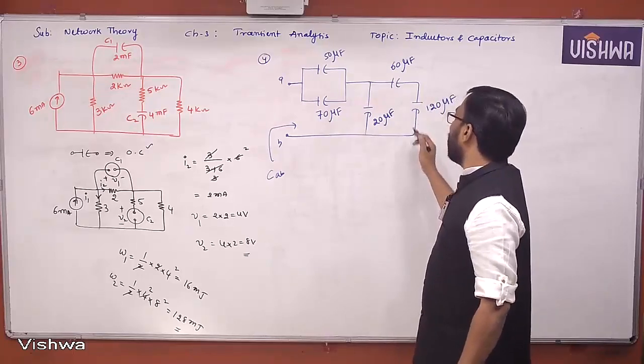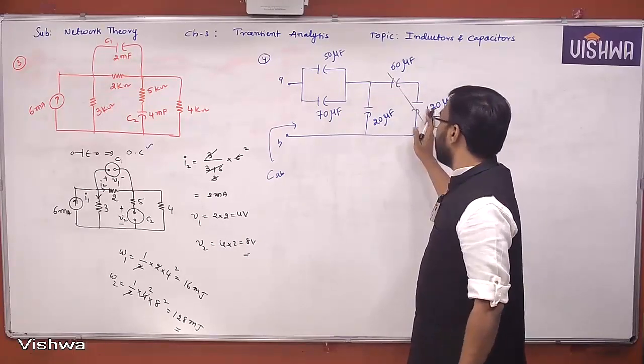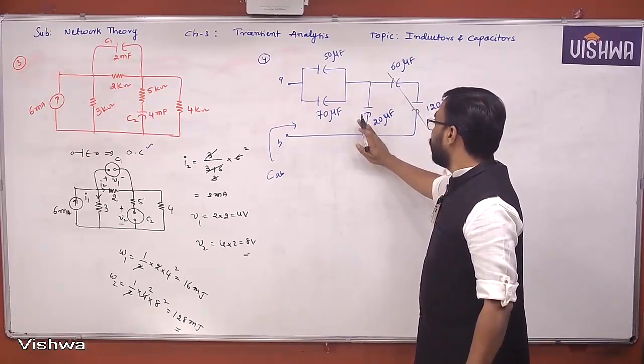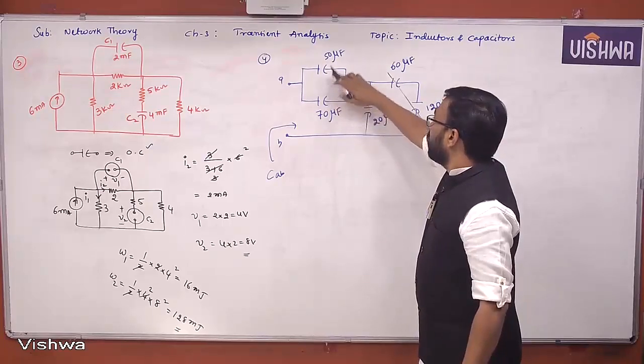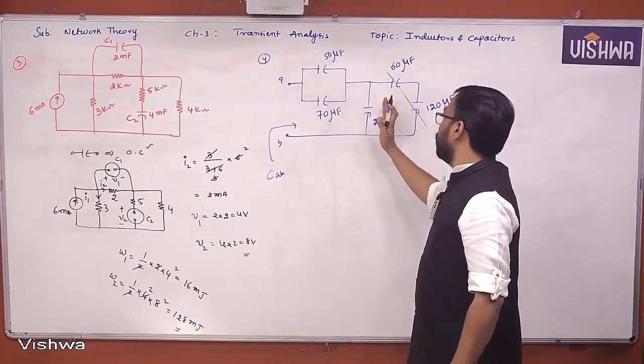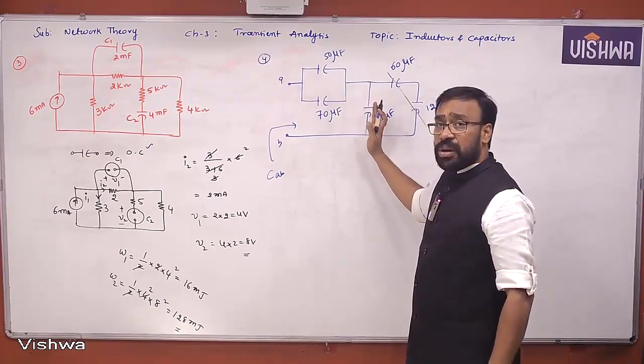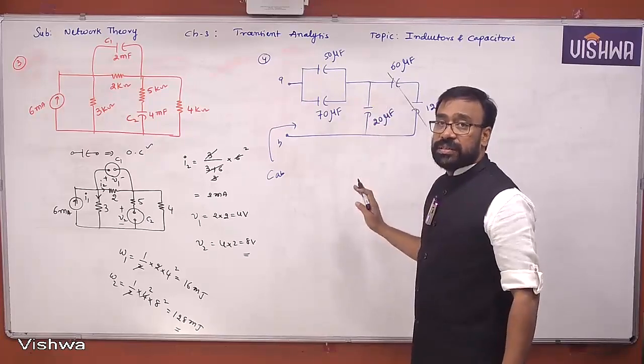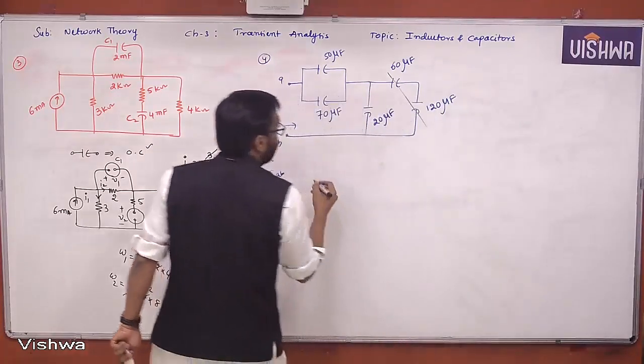Okay, simple series parallel combination. These two are connected in series. That result is parallel here with 20 microfarad. These two are parallel. That result and the result we got a little while ago, both will be in series. Yes or no? So let me find that.